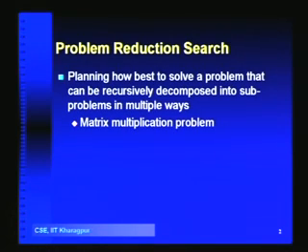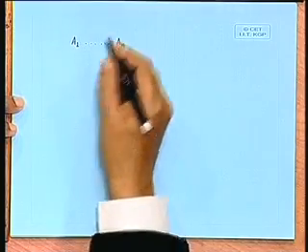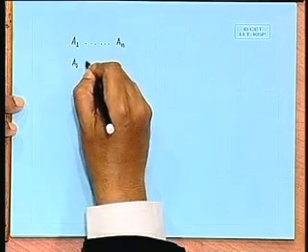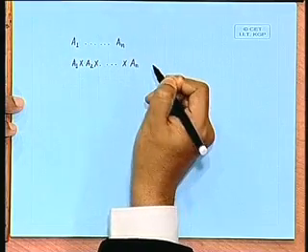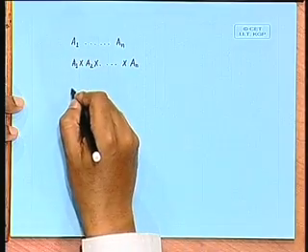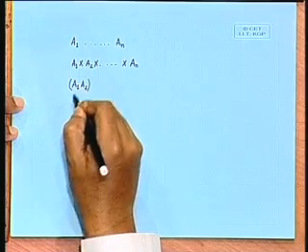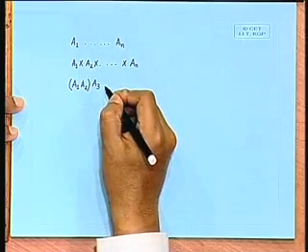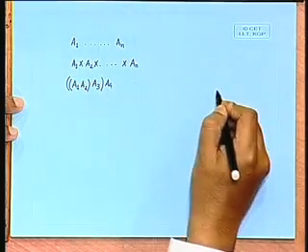So, to start with, let us consider the matrix multiplication problem, where you are given a set of matrices A1 through AN, and we have to find the product of them. So, we have to find A1, A2, to AN. Now, we can do it in several ways. For example, we can first multiply A1 A2, with that product we can multiply A3, and with that product we can multiply A4. This is one way of doing it.